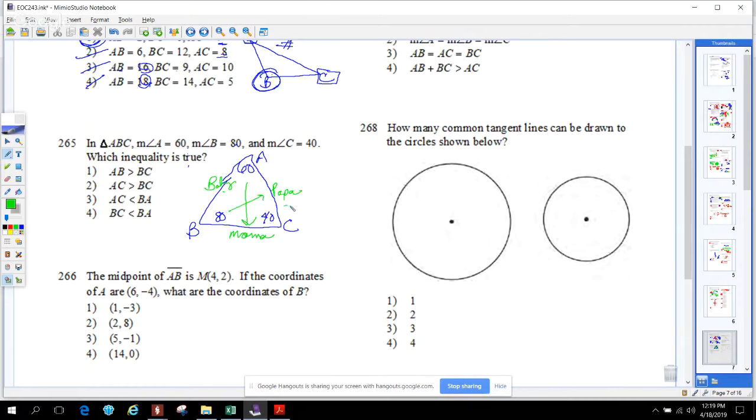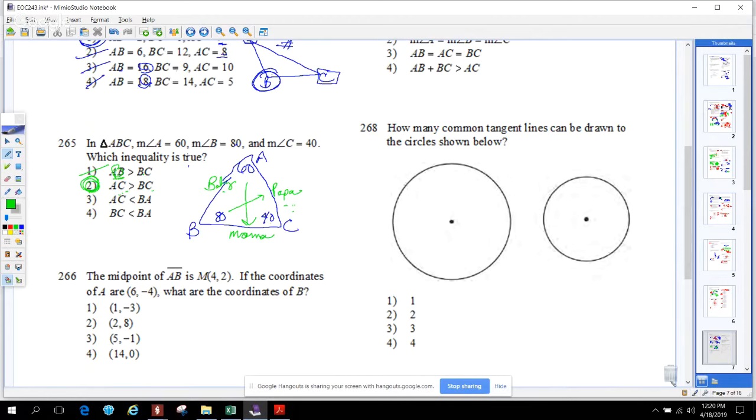So we know our biggest side has to be AC. So we'll see. Is AB, well, AB is the baby bear. Is baby bigger than mama? No. AC is the papa bear. Is the papa bear bigger than the mama bear? Yes. So it's choice 2.